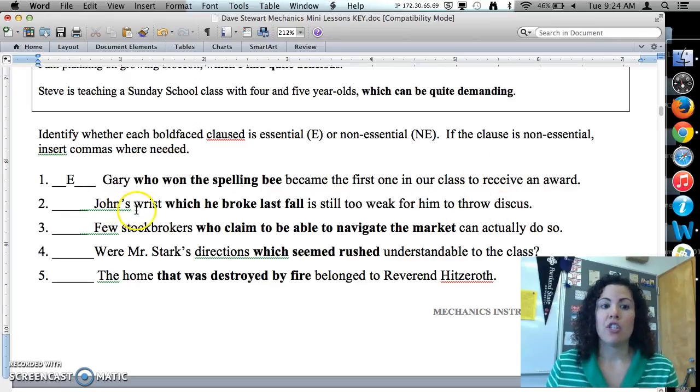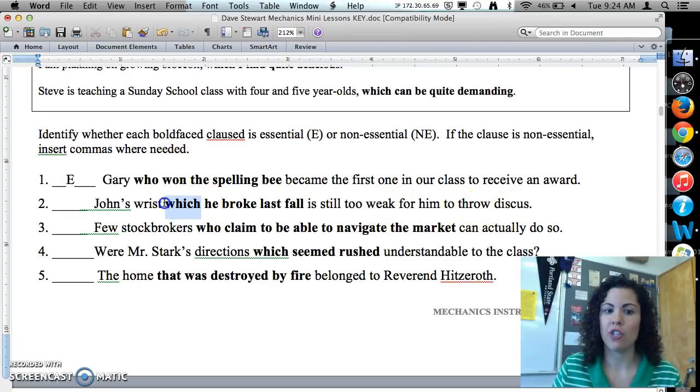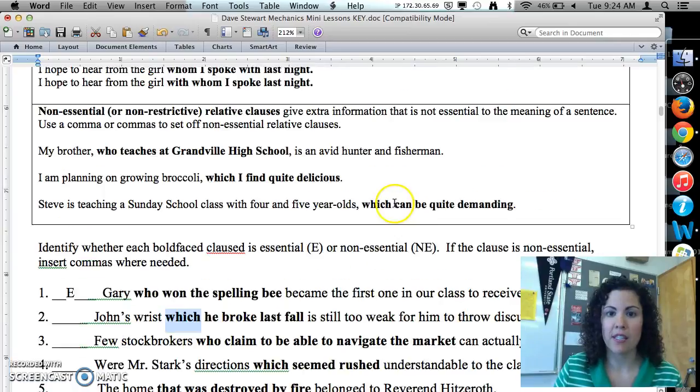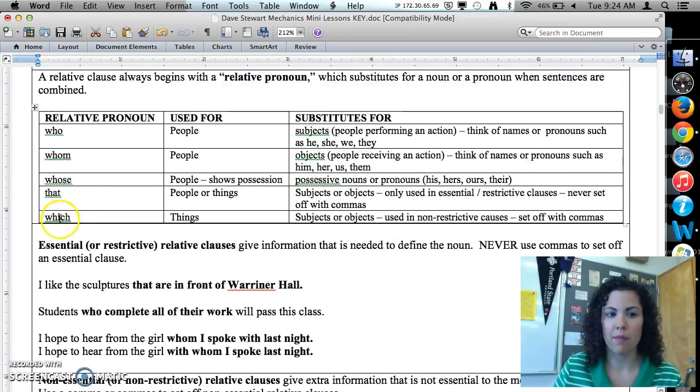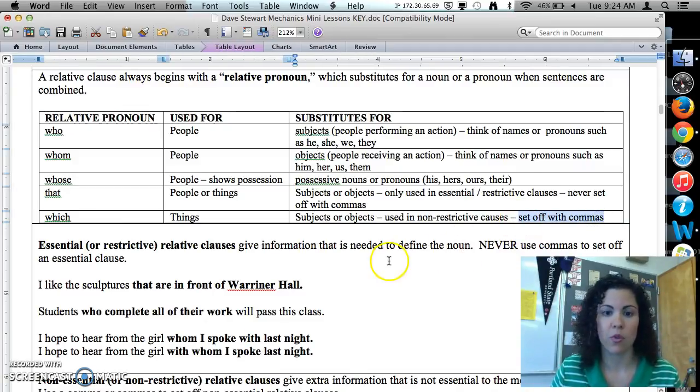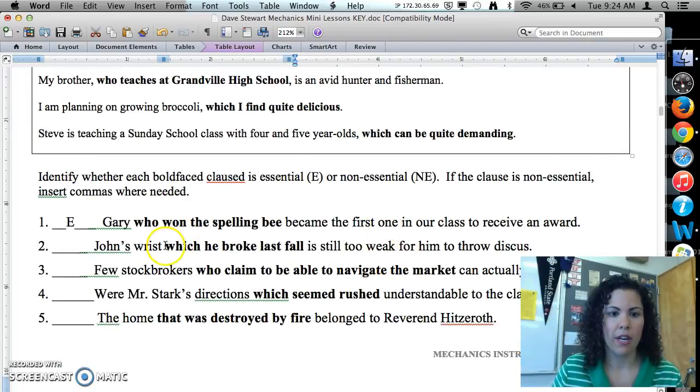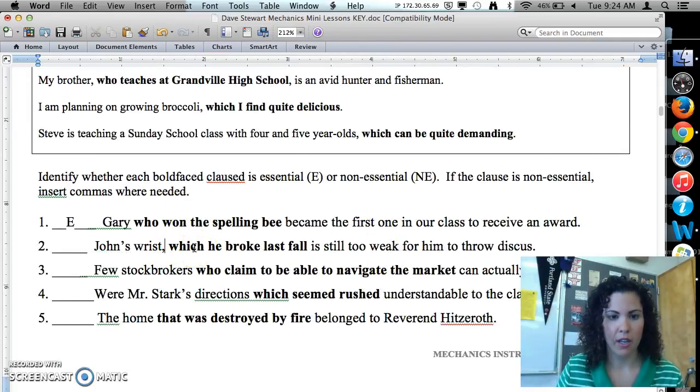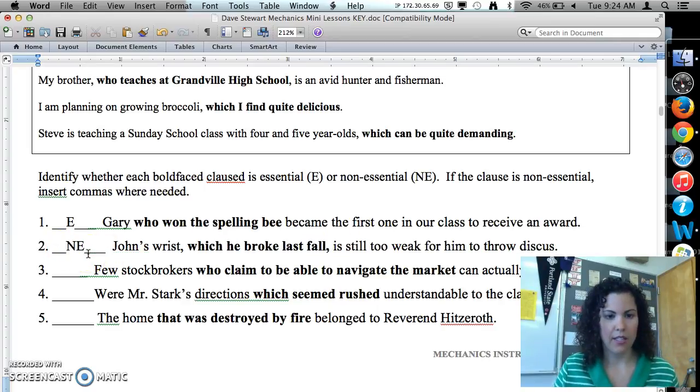Here I have John's wrist, which he broke last fall, is still too weak for him to throw discus. Now this one has the word which, which is a special case. And if we go up and look at our packet here, which always is set off with commas. No matter what, it always is, that's the rule. So I can go back down and I would insert my commas here and here. And I would say it is non-essential. It means I could pull it out.